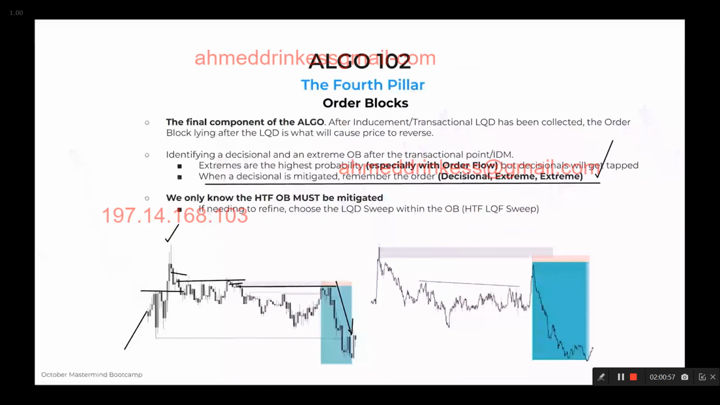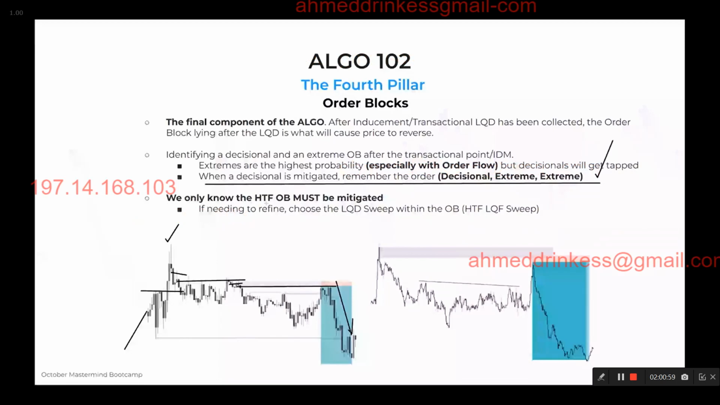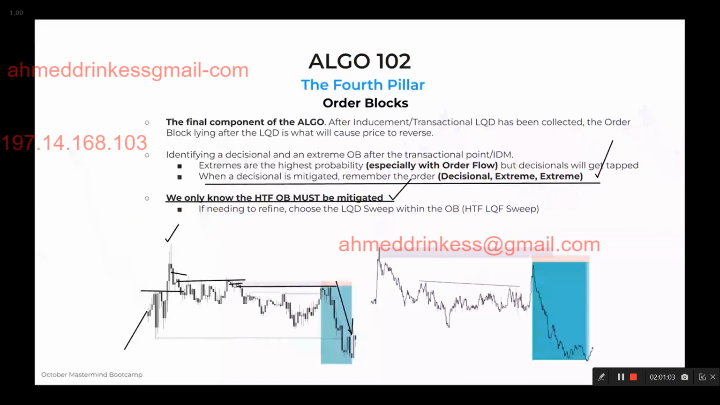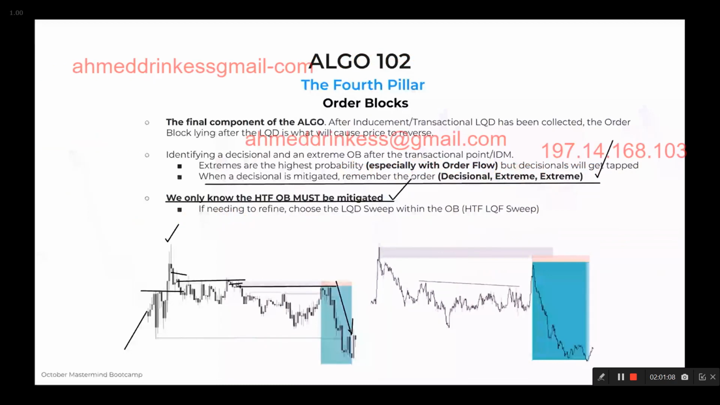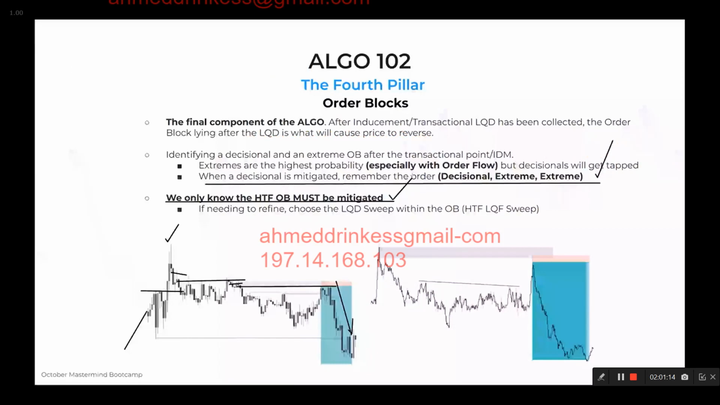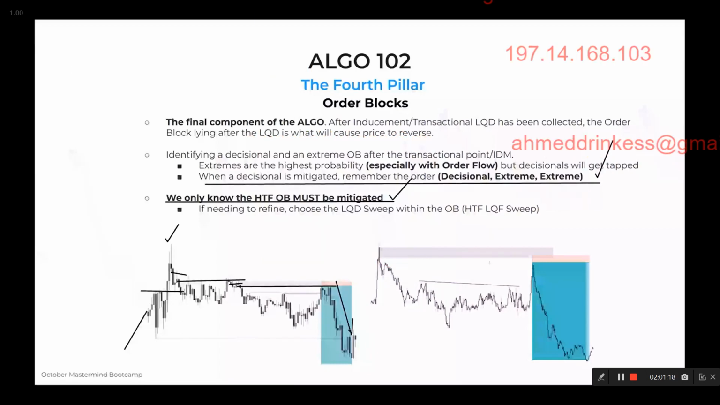All right. Again, we only know the higher time frame order block must be mitigated. Remember this. Please, absolutely. That's so important. Do not over refine order blocks. You can make your refinements, but your refinements don't need to get mitigated. The only thing that needs to is that highest or the largest order block on your higher time frames.